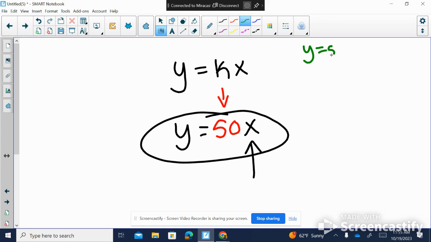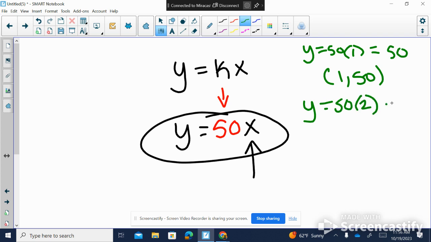Y equals 50 times 1. Well, 50 times 1 is 50. Hey, 1 was my x, 50 was my y. That was a point. Y equals 50 times 2. So 50 times 2 is 100. Hey, 2 was my x and 100 was my y. That's another point. You're going to see this pattern. No matter what x value you plug in, you're always going to multiply it by 50, and then you'll get its y coordinate or its ordered pair. So that's how we can write an equation of a proportional relationship.